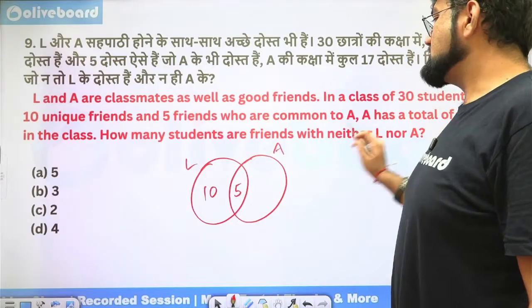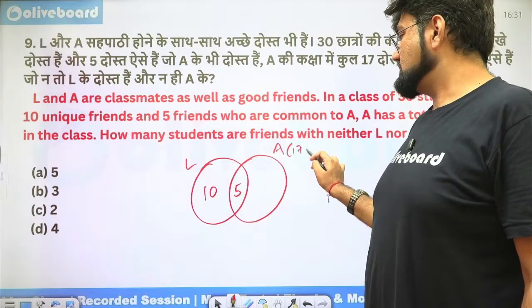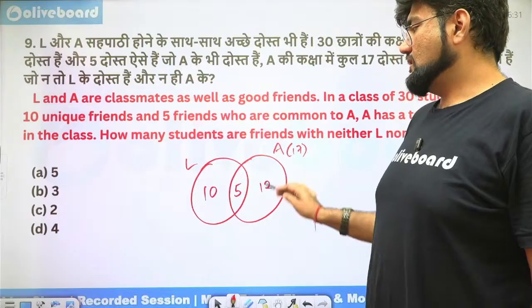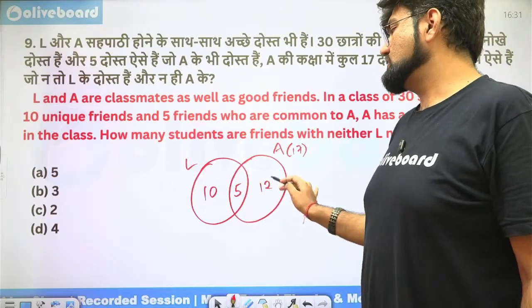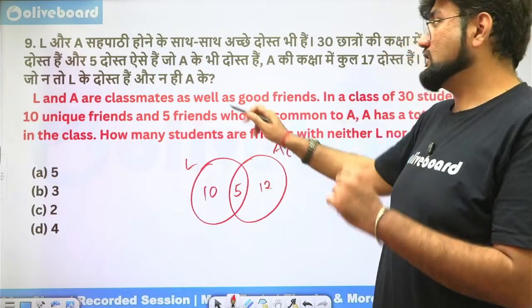A has total 17 friends. Total 17 means 5 are already here, so 12 will be here. What is the total here? 10 plus 5, 15 plus 12, 27 people are here. But the class was of 30 students.